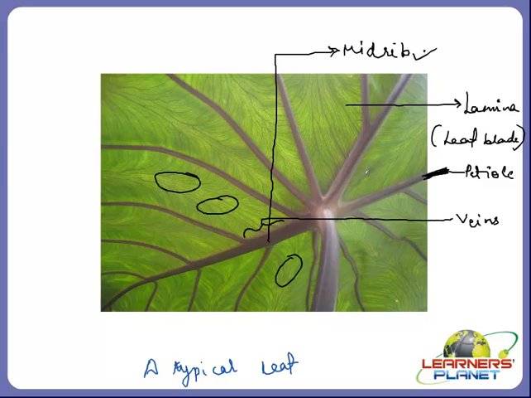Veins provide support and conduct water, minerals and prepared food to all the parts of the plant. So a leaf shows a lot of variation in shapes of lamina, in leaf apices, means in leaf tips, as well as in leaf margins. So this is about the structure of a leaf.